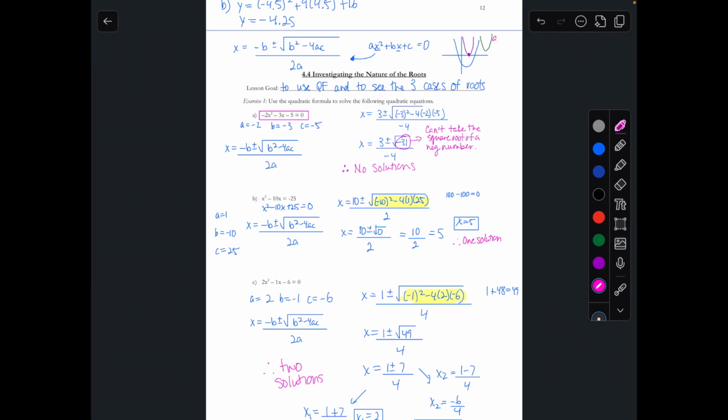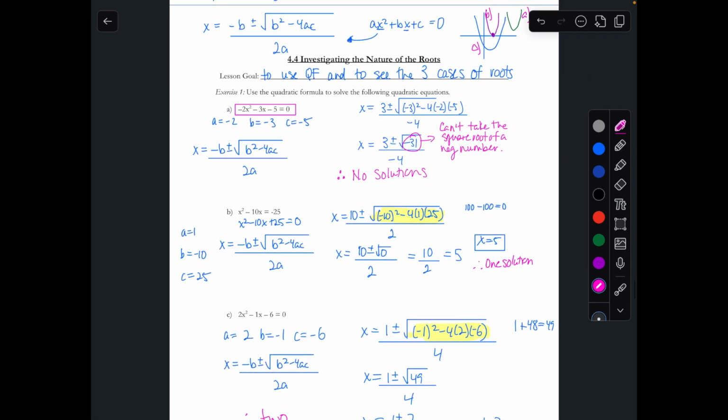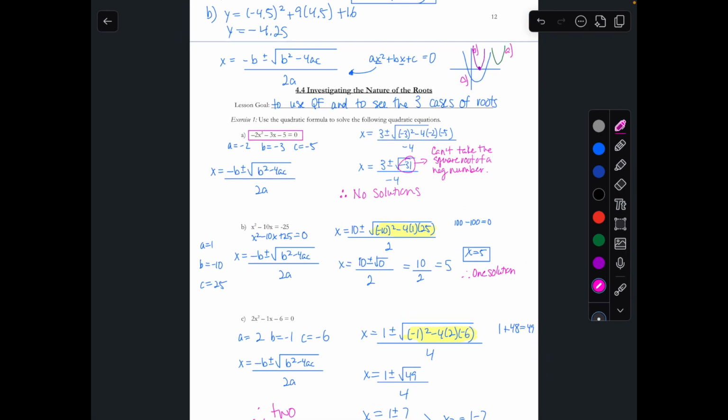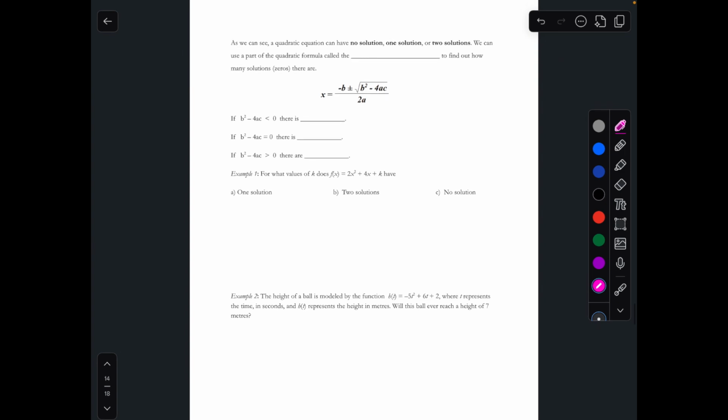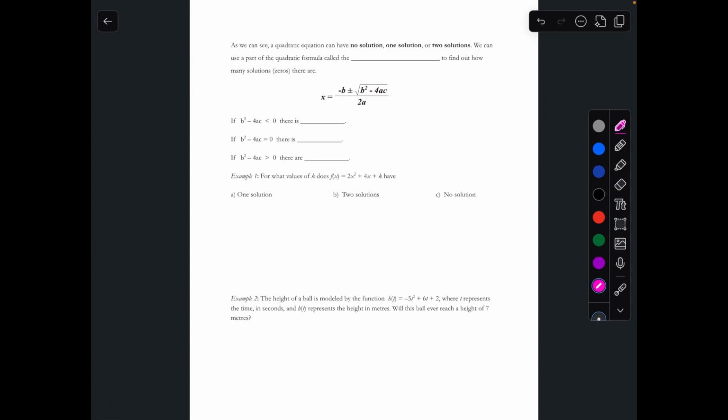A is the green graph that has no solutions, B is an example of the purple graph which only has one, and C is an example of the blue graph which has two different x-intercepts. Okay, now what does that mean about the number of solutions that we can have? Well, we can see that it has none, one, or two solutions, but we don't have to actually do all that work to figure this out.